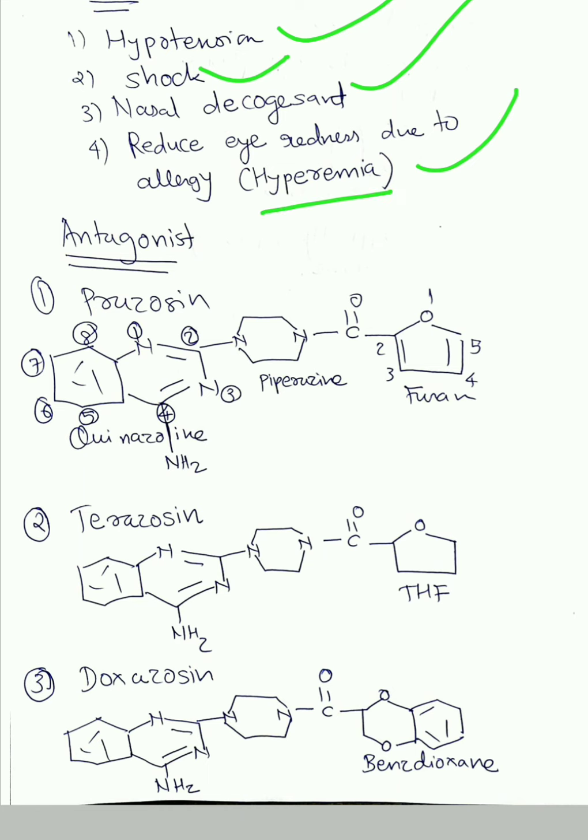So these uses are all related to muscle contraction only, because the agonist shows the same action as that of the natural ligand. When noradrenaline binds with the alpha 1 receptor, it produces contraction of all the smooth muscles. In the same way, when an alpha 1 agonist binds with the alpha 1 receptor, it will also produce contraction of the smooth muscle and show all these uses, that is hypotension, shock, nasal decongestion and hyperemia.